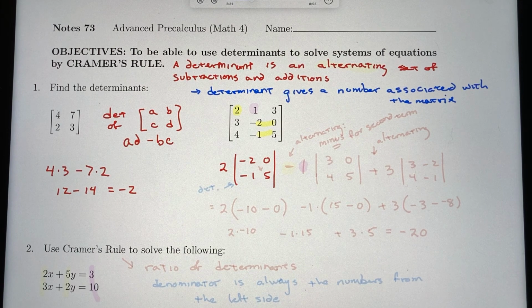But then it's alternating. So it's always minus, opposite sign. And then the next number, that's a 1, times the determinant. If you cross off the 1's row and column, what numbers do you have? Mentally cross off that middle column. You'll have 3, 0, 4, 5. And then back to 3, it's back to plus.